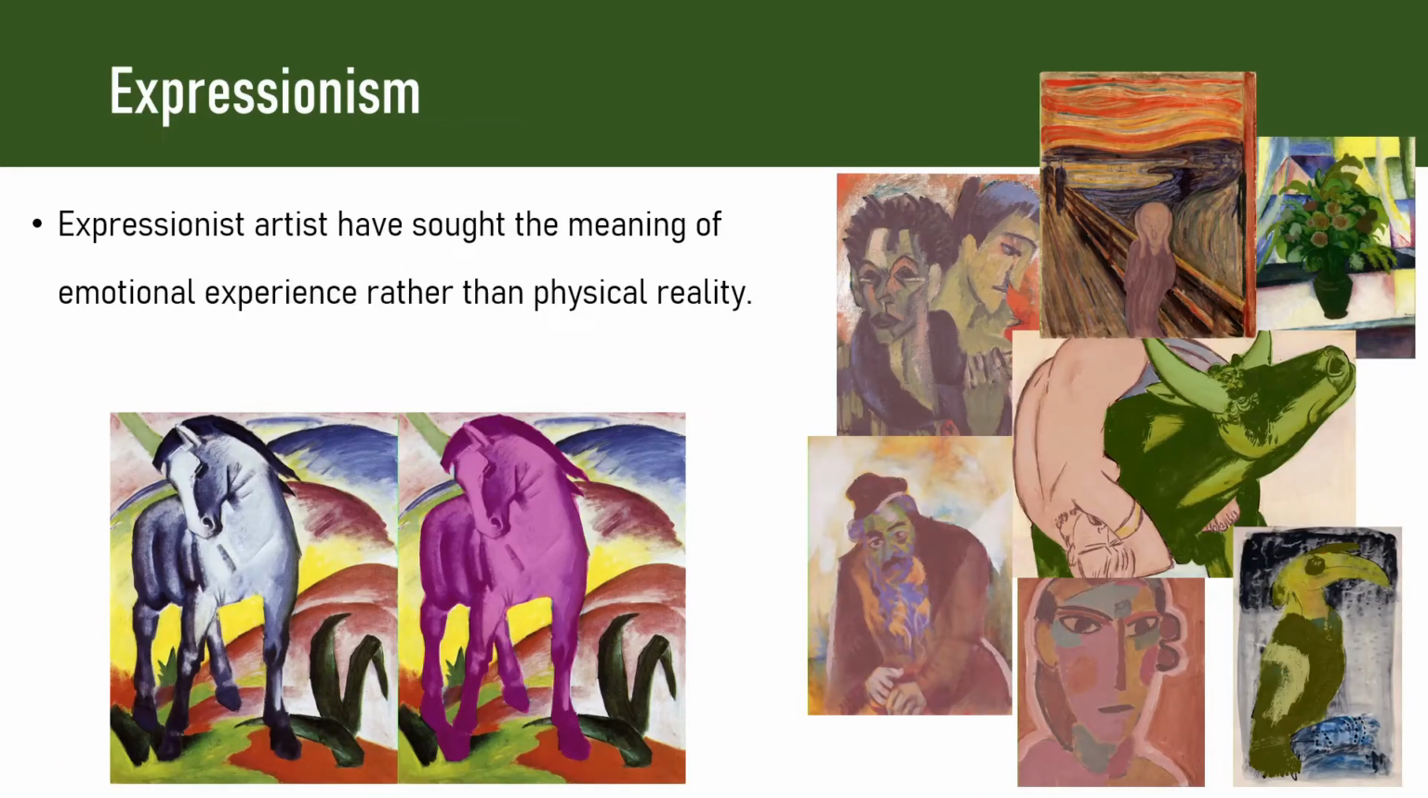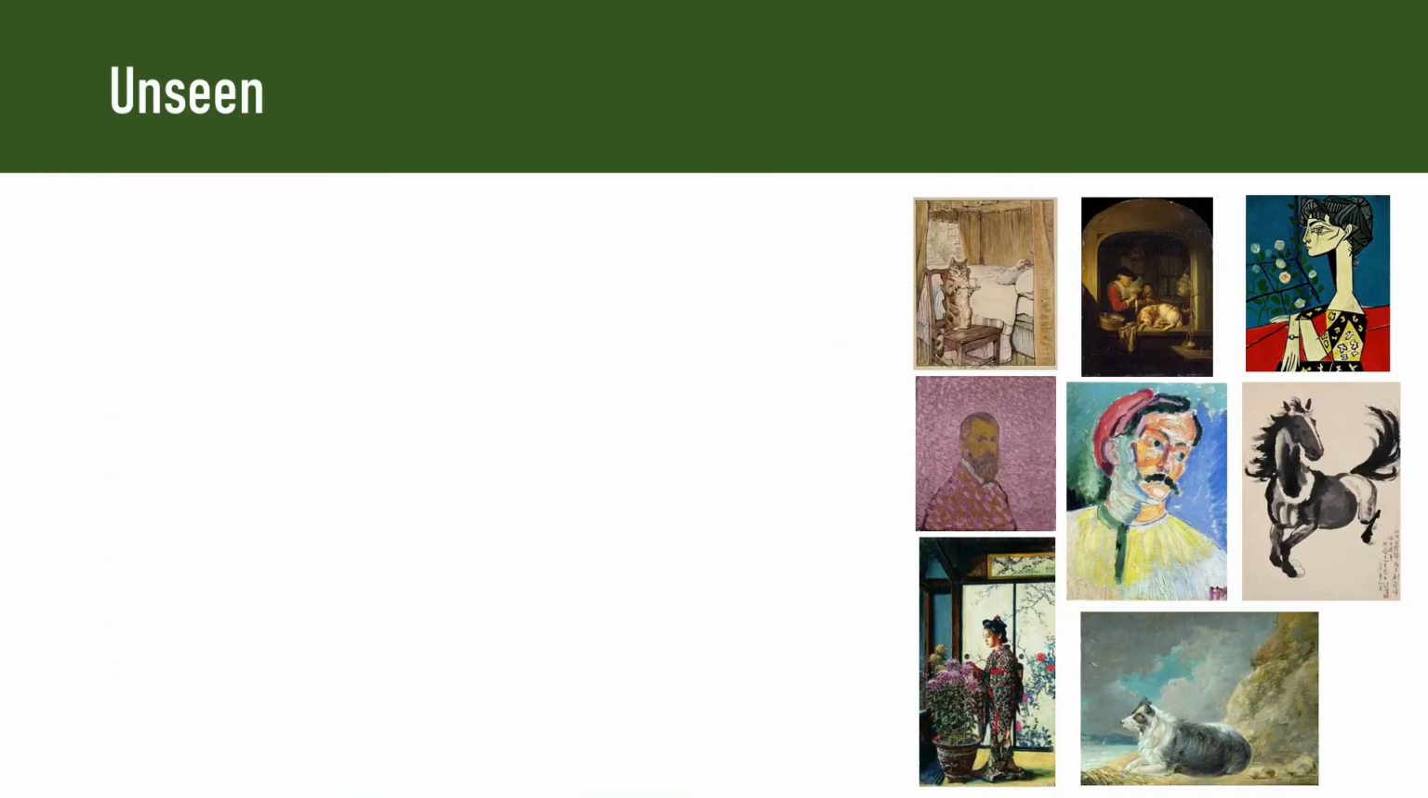Expressionism is an art movement which sought to express the meaning of emotional experience rather than the physical reality in a painting. Its properties are that it's unrealistic in textures, colors, and geometry. As mentioned before, we collected paintings from 8 art movements which are absent from the training set.